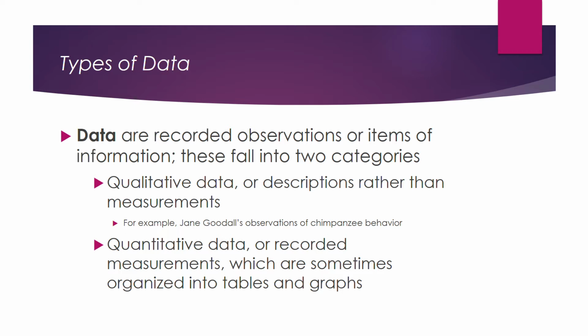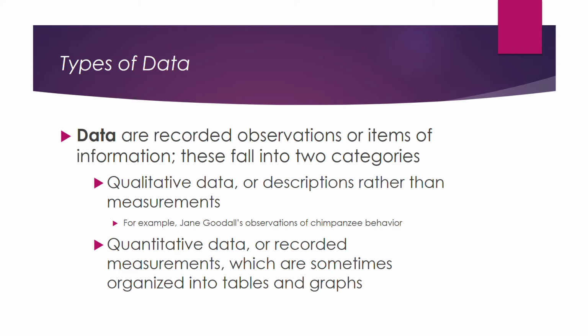Most scientific inquiry begins with observation. Observations can reveal important data about the natural world, and data falls into two big categories, qualitative and quantitative. Qualitative data are going to be descriptions, not measurements. For example, Jane Goodall is famous for her observations of chimpanzee behavior. Quantitative data are things that you measure and record. Oftentimes you'll find them organized into tables and graphs.